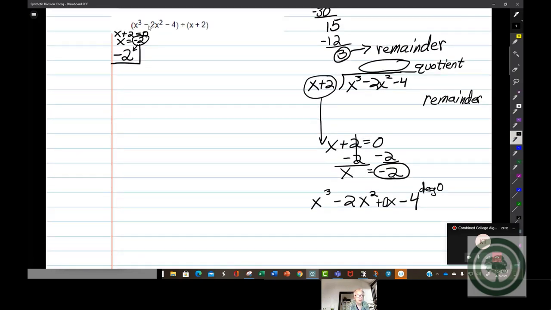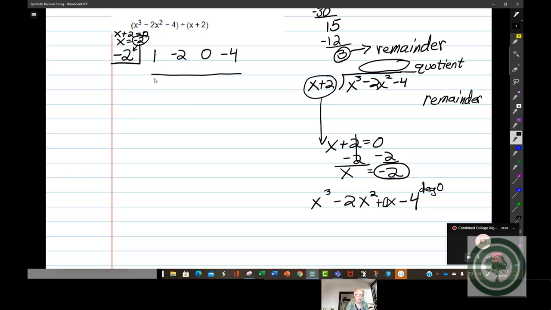So I'm going to write the coefficients to x to the third minus 2x squared plus 0x minus 4 as 1, negative 2, 0, negative 4. And then I skip a line and I draw a line. Now I'm just going to do normal synthetic division. This 0 is in there as a placeholder for the x term that's not there.